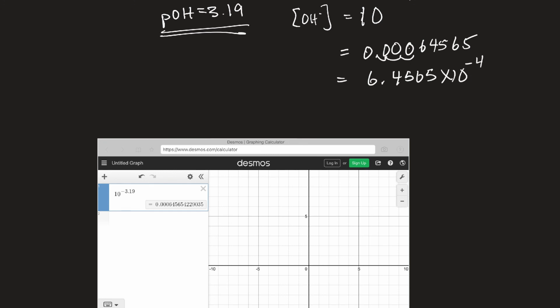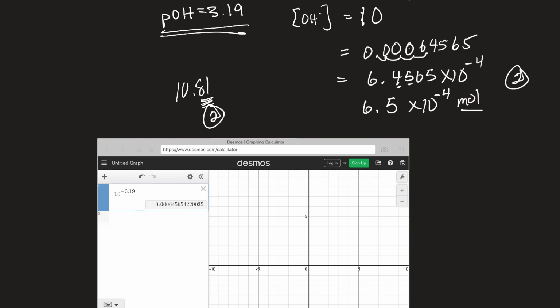1, 2, 3, 4. And then for sig figs, if they give me a pH like 10.81, it's the number after the decimal that is your sig figs. So there's 2 sig figs there. I need to give 2 sig figs here. So that'd be 6.5, so this one has to go up. So 6.5 times 10 to the minus 4. It's a concentration, so moles per liter. Hope that helps with those 2 questions.